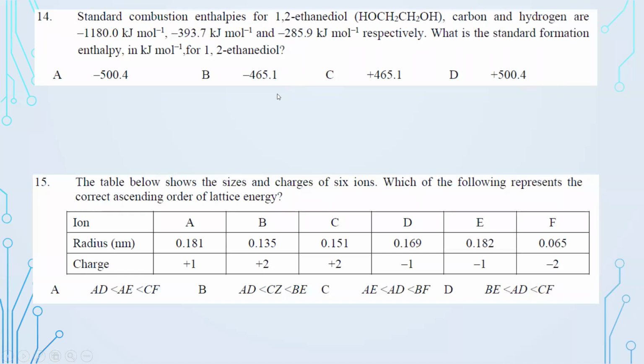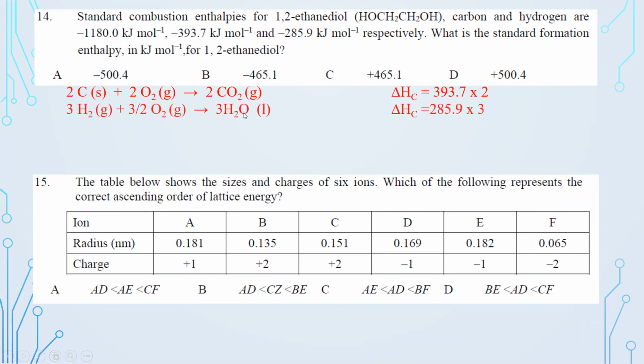For 14, the standard enthalpy change of combustion of ethane-1,2-diol, OHCH2CH2OH, carbon and hydrogen is negative 1180, negative 393.7 and negative 285.9 respectively. What is the standard enthalpy change of formation of ethane-1,2-diol? So it's almost the same as how we solved just now. Here I show you using the Hess's law technique.